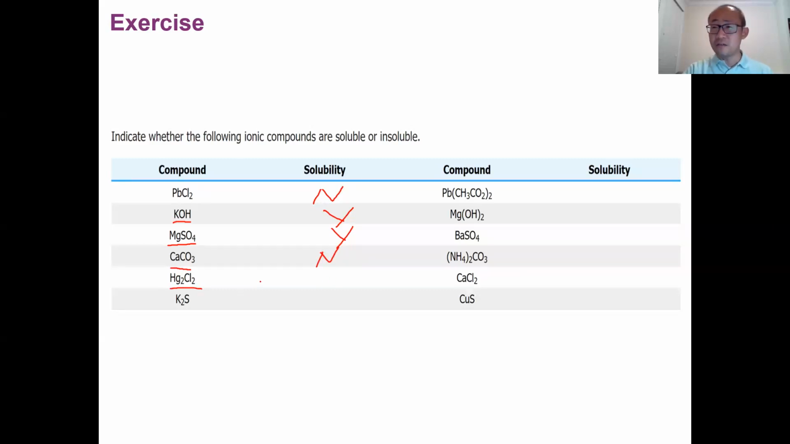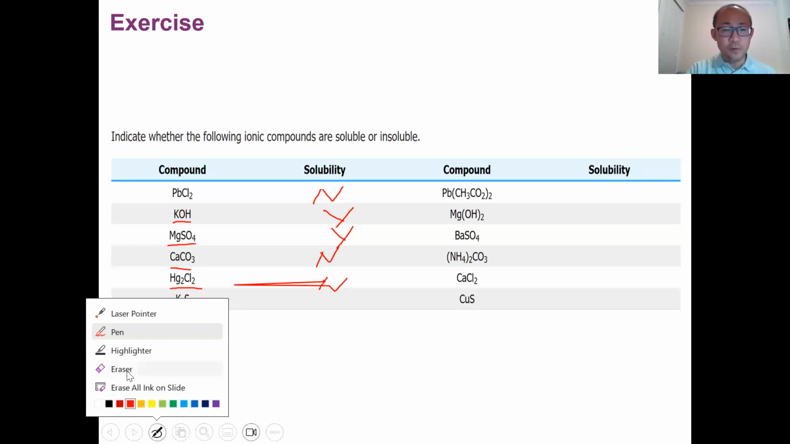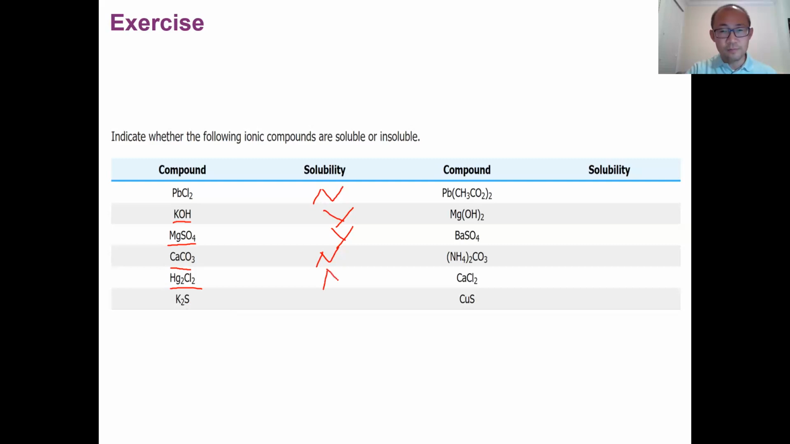Mercury 1 chloride. Chloride is soluble, but mercury is an exception. So mercury chloride is not soluble. No. Potassium sulfate. I'm sorry, potassium sulfide. Sulfide is not soluble, but potassium is an alkali metal, so it's an exception. So potassium sulfide is soluble because of the potassium. Next, lead 2 acetate. Acetate is always soluble, no exceptions.